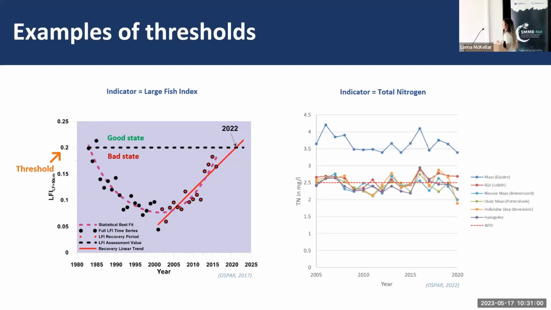And then just another quick example, this is looking at the total nitrogen in rivers. And again, the threshold here, that red dotted line, is set at 2.5. And as that nitrogen is measured in different areas over time, if it sits above that threshold, it can be considered to be in a good state and below in a bad state.